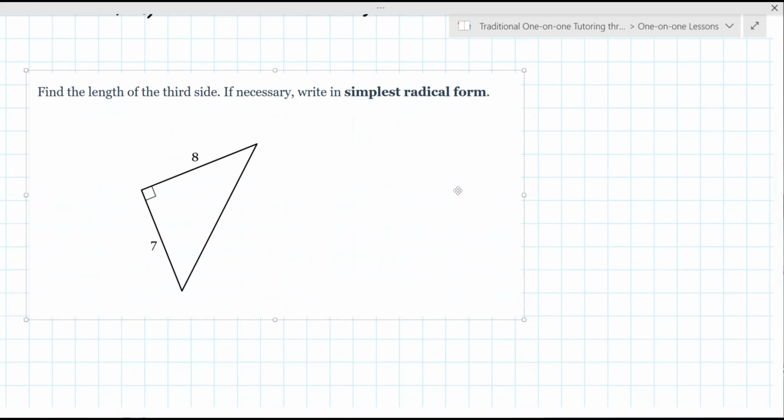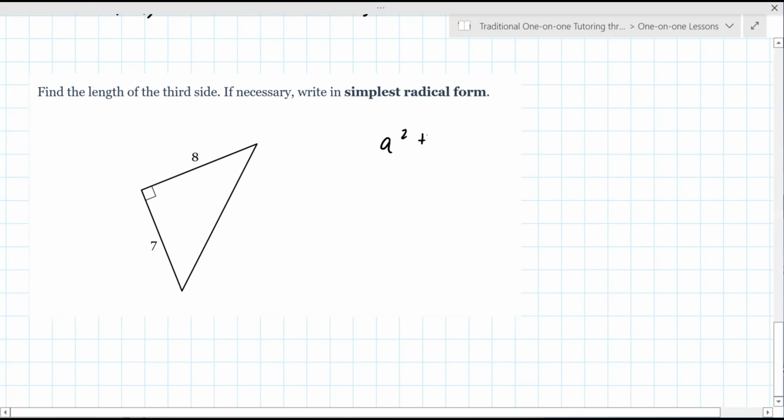Okay. So I want you to try this a little bit on your own. I want you to at least try setting it up here. This is the Pythagorean theorem. Which is A, which is B, and which is C in this problem? 7 squared plus 8 squared equals c squared. Yes, the order doesn't matter.